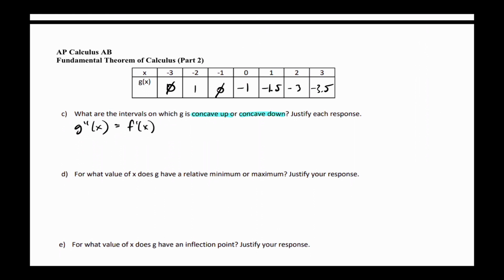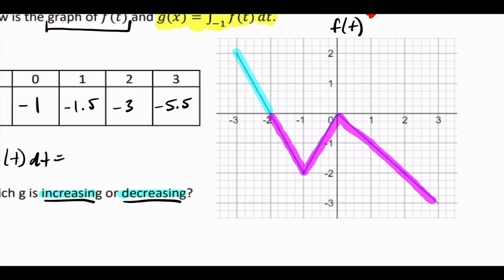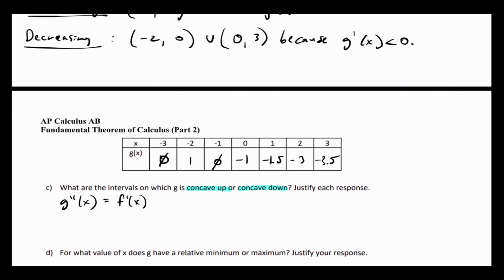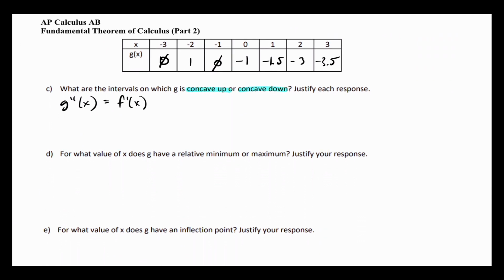And what is F prime? First derivative of the graph. What is that saying in plain English? What's another way of saying the first derivative of the graph? Instead of saying first derivative, is there another term I could use? Slopes. Slopes of that graph right there. So we're looking for where the slopes are less than 0, negative, or where the slopes are greater than 0, positive.